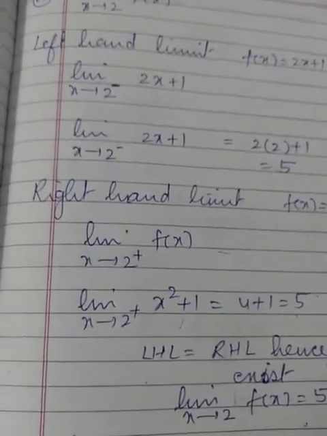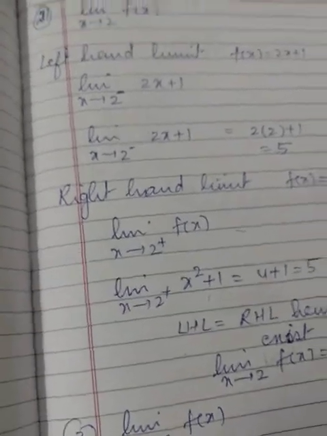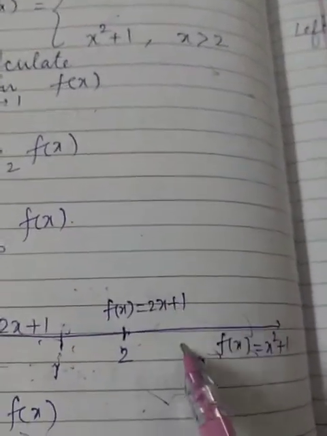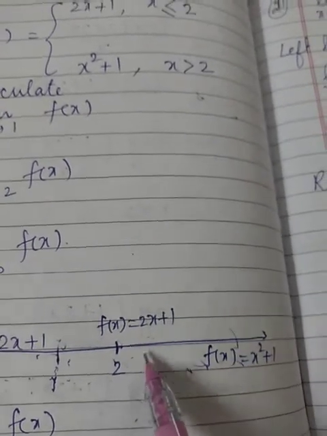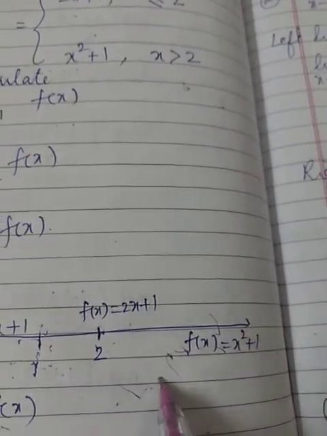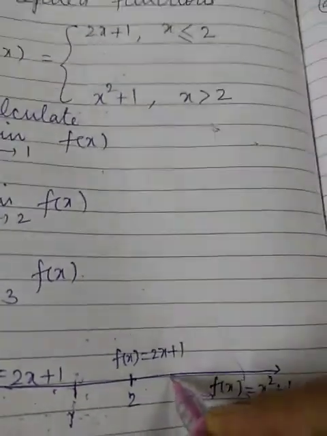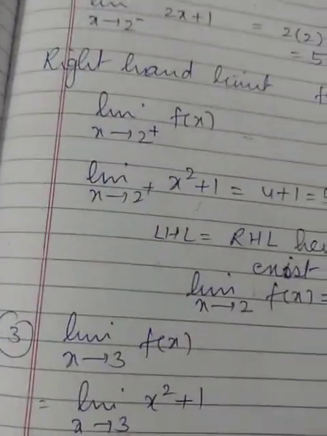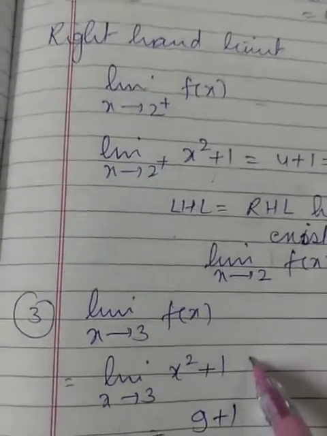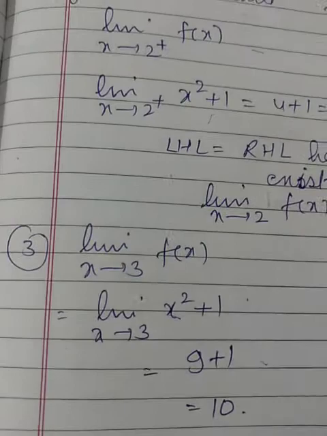Now the third part is limit x tending to 3. 3 is on the right hand side of 2. Here somewhere we have 3. And at 3 we have the function f(x) equal to x square plus 1. So directly, because the function is the same around 3, we put x equals 3 here: 9 plus 1, and the value is 10.